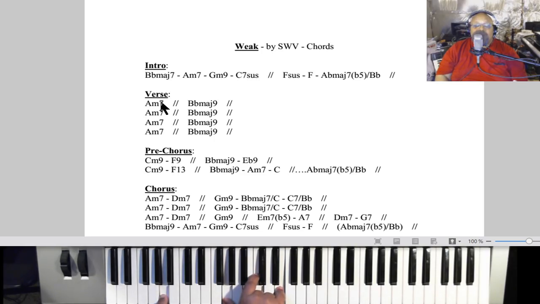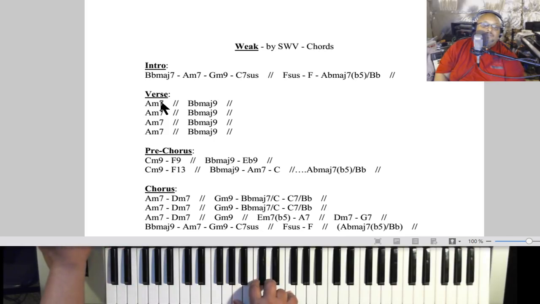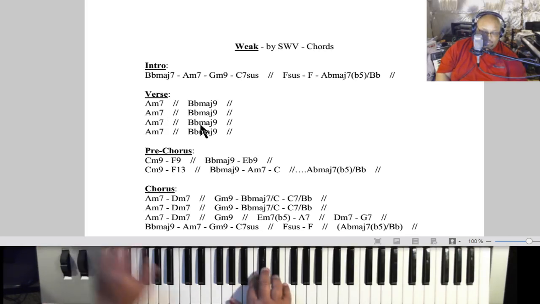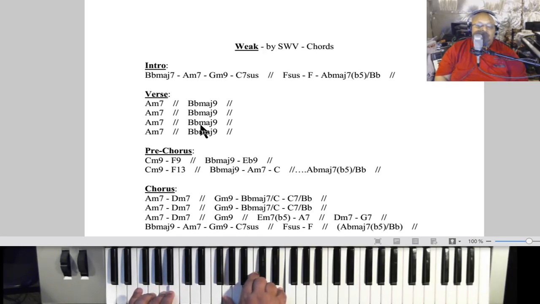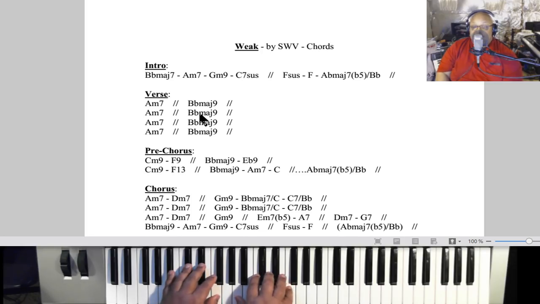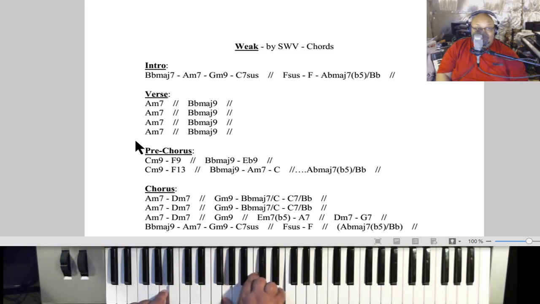So you have A minor 7, 4 beats. 1, 2, 3, 4, then B flat major 9, 4 beats. 1, 2, 3, 4. Now it says go back to A minor 7 again. 1, 2, 3, 4. Now go back to B flat major 9. Now go back to A minor 7 again. And it says one more round. A minor 7. Next measure. 1, 2, 3, 4. Okay, that's all it is.